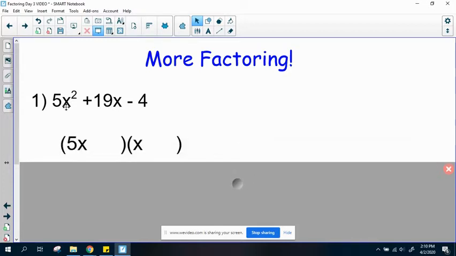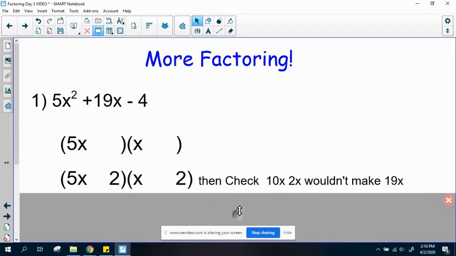So I look at the first term. How can I get 5? That is a 5x and an x. Okay. Then if I'm looking at 4, what are the ways that I could get 4? I have 2 options. I have 2 and 2, or I have 1 and 4. So naturally, I always start with 2 and 2, and then I check it. Notice I'm not putting symbols here because I don't know what they are. One has to be positive, one has to be negative, and it is going to make a difference.